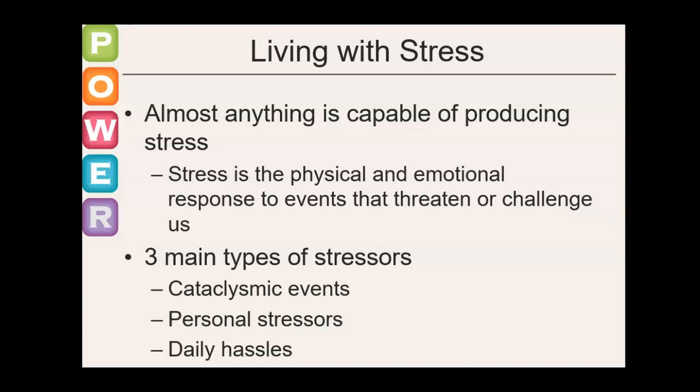Almost anything is capable of producing stress. I'm sure you've realized this already. Good things, bad things, exciting things, scary things, they all can produce stress and a stress response. Stress is the physical and emotional response to events that threaten or challenge us. And there are three main types of stressors. We have cataclysmic events, so those are giant events, personal stressors, and then we have daily hassles.